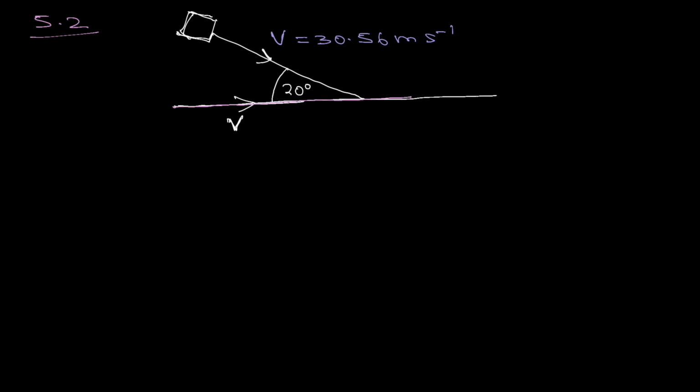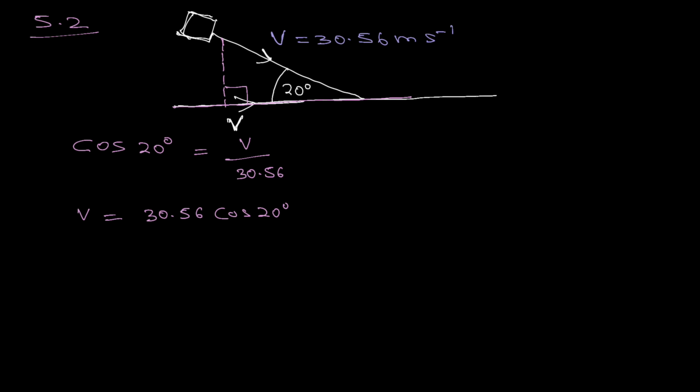So we have to draw this right angle triangle here, and because we have the adjacent and the hypotenuse, we'll be using cos 20 degrees, which is adjacent, which is v, over the hypotenuse, which is 30.56, and therefore v would be 30.56 cos 20 degrees. So now we know what v is, which is v horizontal, and now we need to use that for the momentum.